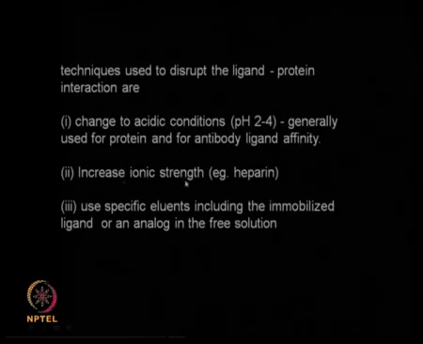We can increase the ionic strength. For example, in the case of heparin, by increasing the ionic strength, heparin which is bound can be liberated. You can use specific eluents. For example, we can have immobilized ligand, that means the ligand which is immobilized also in the effluent, or we can have analog in the free solution, that means we can have a similar looking protein which will displace the original protein which is bound to the affinity ligand. So all these techniques can be used for desorbing or disrupting the ligand and protein interaction.